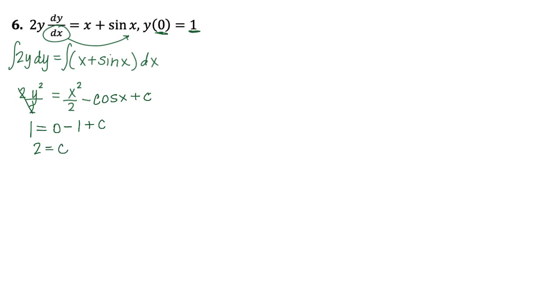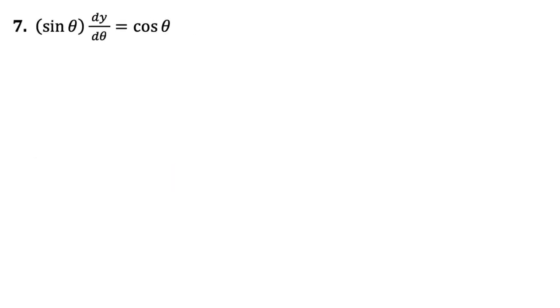So putting all this back together, we're going to have y squared equals x squared over 2 minus cosine x, and then your plus c is going to be plus 2.